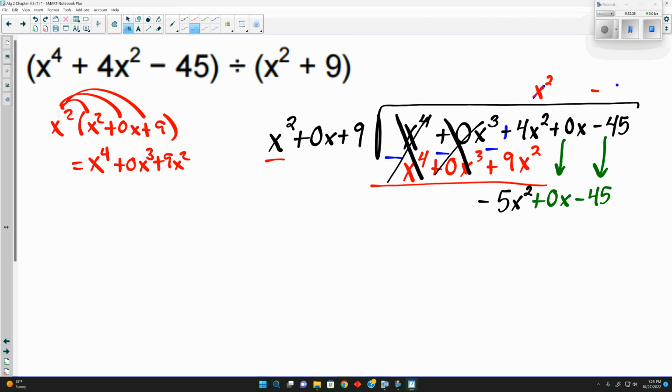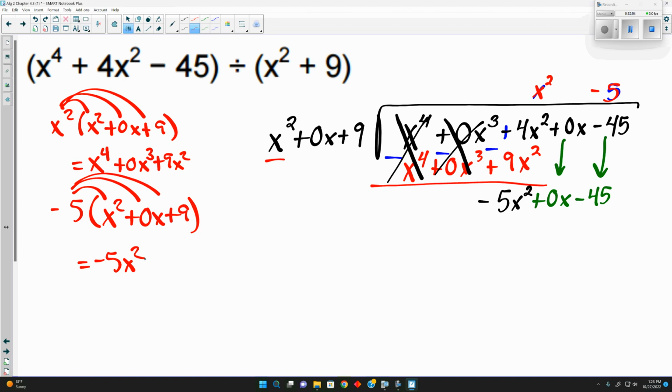Negative 5. So the last thing we can do is multiply through by negative 5. Negative 5 times x squared is indeed negative 5x squared. Negative 5 times 0x is just going to be 0x. And negative 5 times 9 is negative 45.